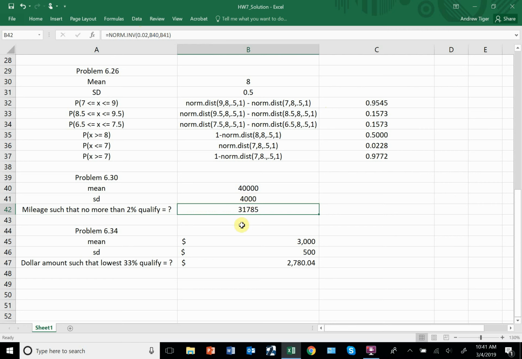So if the tire has 31,785 miles or less and fails, which is only going to happen 2% of the time because that's what the norm INV function tells me, they'll have to give their money back because they have a guarantee.